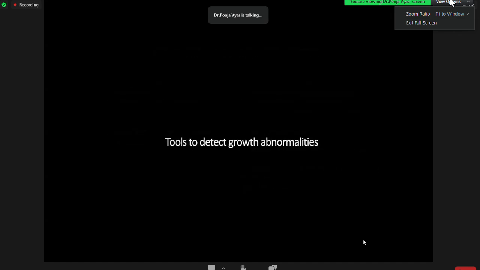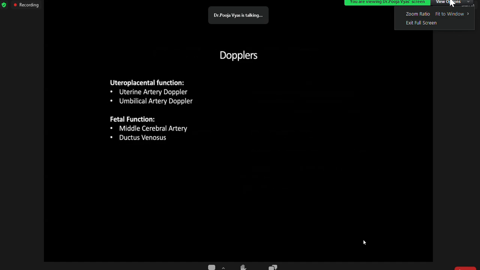Now, how do we look for these growth abnormalities? So we do Dopplers. So uteroplacental function is done by uterine artery Doppler or umbilical artery Doppler, and fetal function is done by MCA and the DV.